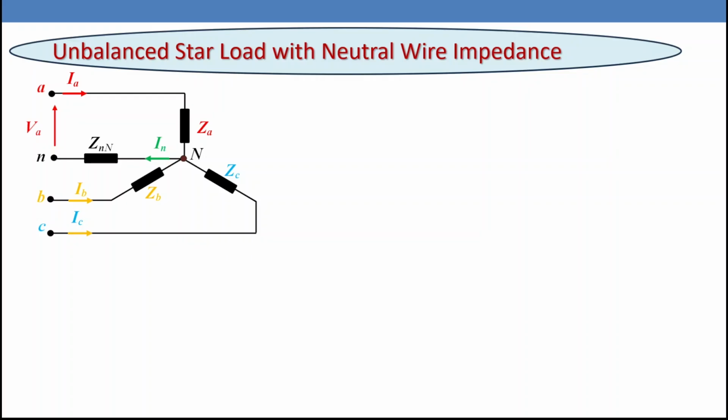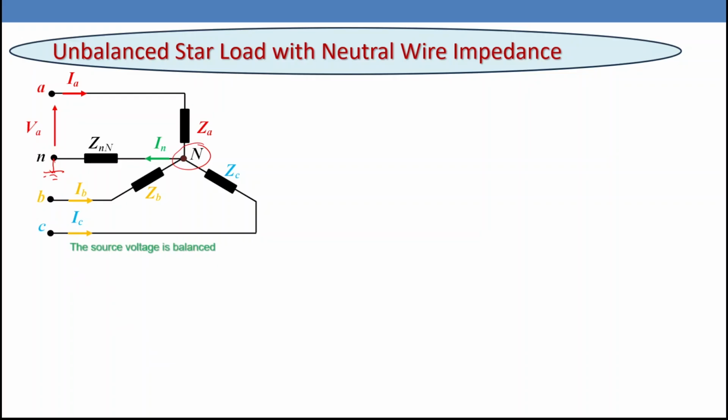Unbalanced star load with neutral wire impedance. As shown in the figure, we have a star load. ZA is not equal to ZB, is not equal to ZC, so the system is unbalanced. So definitely we have a neutral current. But the neutral wire now has an impedance ZNn, n capital letter, n small letter. So n small letter is connected to the ground. Definitely N capital letter has a certain potential.